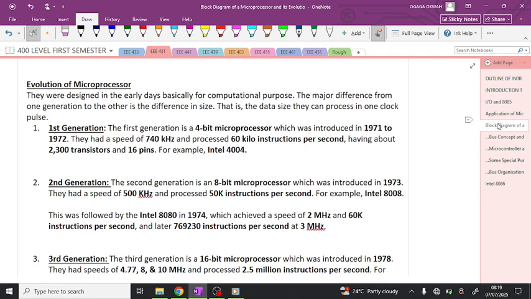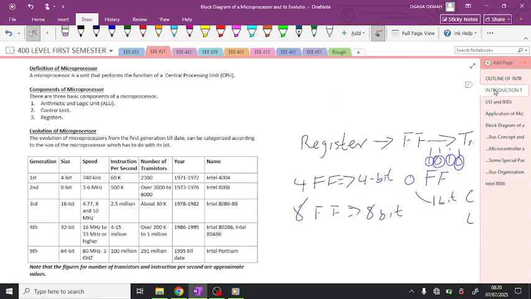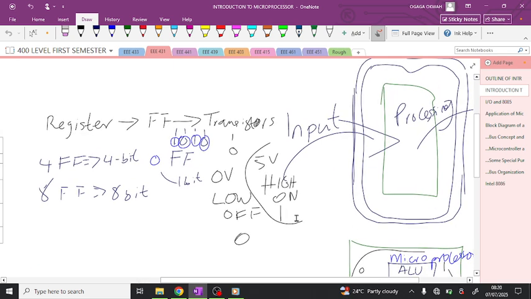So for the evolution of the microprocessor, they were designed in the early days basically for computational purposes. The major difference from one generation to another is the size, that is the data size they can process in one clock pulse. We explained what we mean by size, 1 bit, 8 bits, in that video.